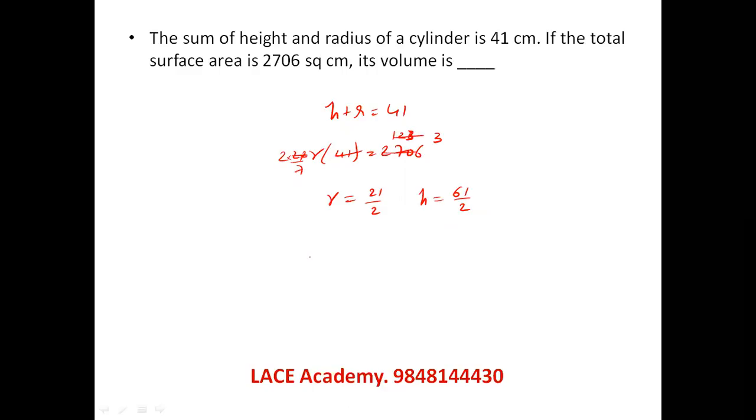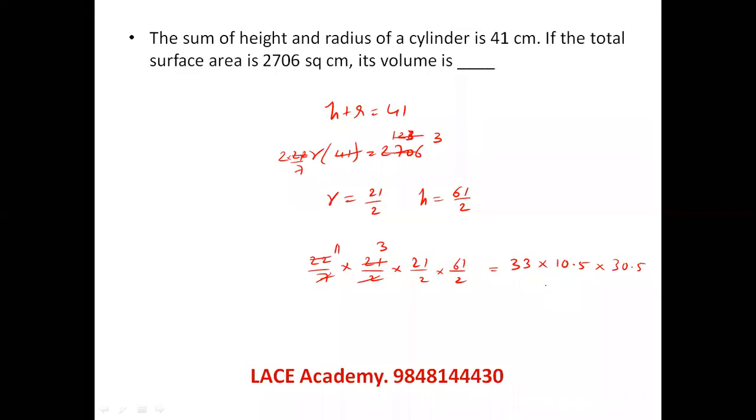Now he is asking volume, 22 by 7 into r square into h. So we have to find out the approximate value here. 7173. This is 11. So we can say 11 into 3, 33 into 21 by 2, which is 10.5, and 30.5. So 33 into 10 and a half, 33 tens is 330 plus half is nearly 16 and a half. I will take 346 into 30 and a half. So 346 into 3 you find out.